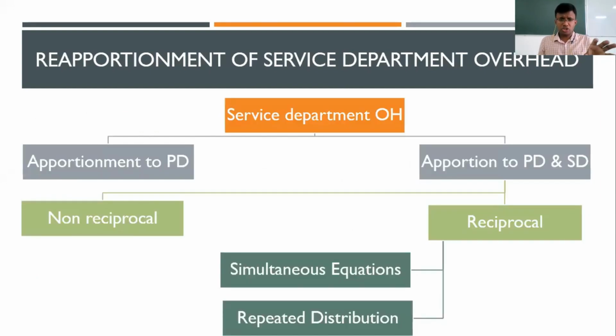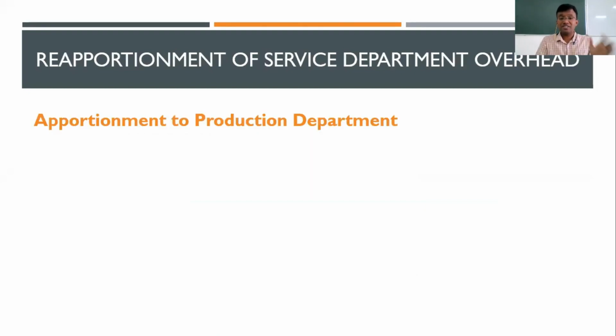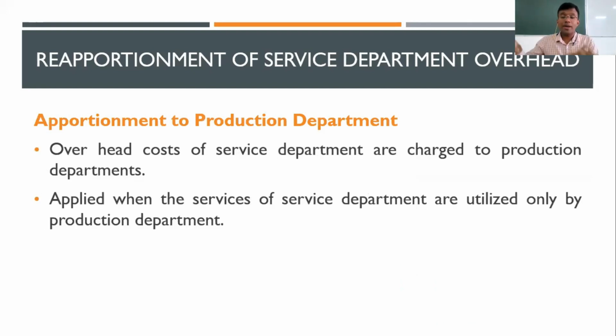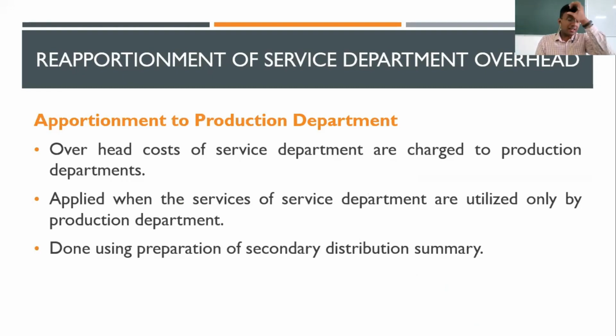So a quick recap of what we have done. We were talking about preparation of the secondary distribution summary. I explained that service department overhead has to be reapportioned back to the production department. You have multiple scenarios. The first scenario is where the entire overhead is apportioned to the production department. Whatever overheads are incurred by the service departments are passed directly back to the production department. But one important clause to remember is that this can be utilized only where the services of the service department are utilized only by the production department.